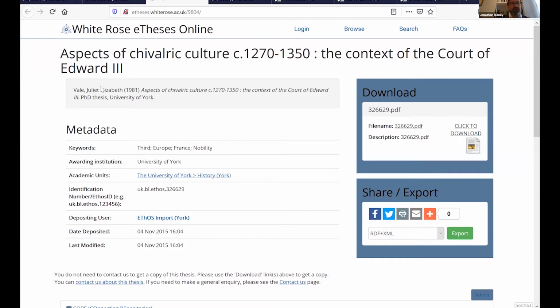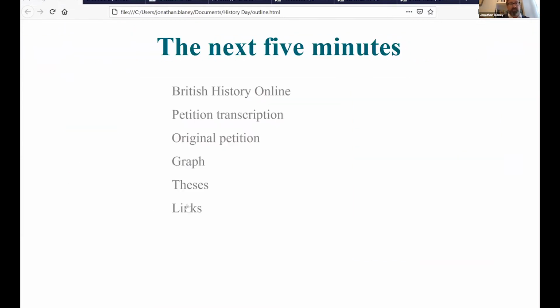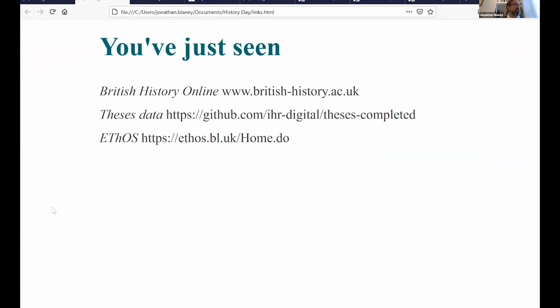So here are the URLs of what I've just shown you. Everything is free and you don't need a login for anything that I've just shown you.